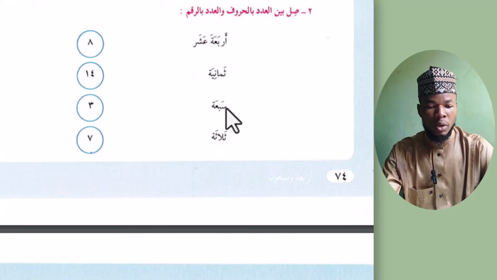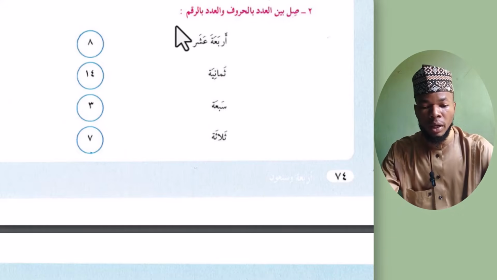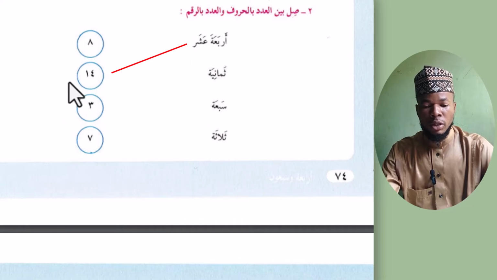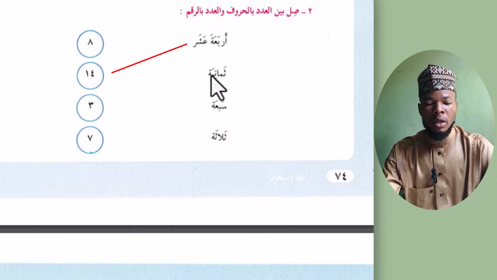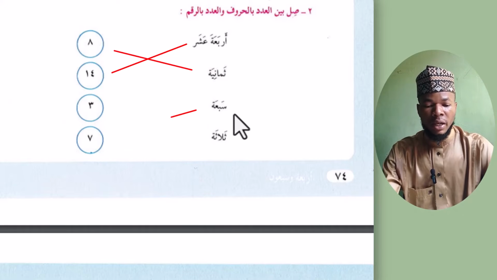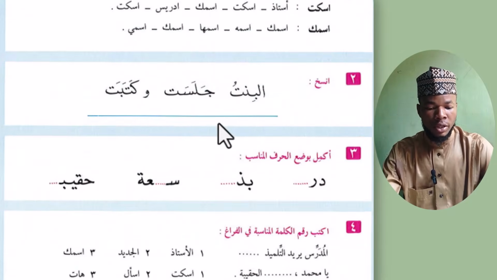So the next one, here we have sil bayn al-adad, connect between the number bil huruf, in words, wal adad bil raqm, and the numbers in figures. So here we have arba'ata ashara, that is 14. So this is the number 14 in figures. So you connect between the two of them. Thamaniyatun, 8, and that is this. Sab'atun, 7. Then thalathatun, 3. So this is how to do this exercise.